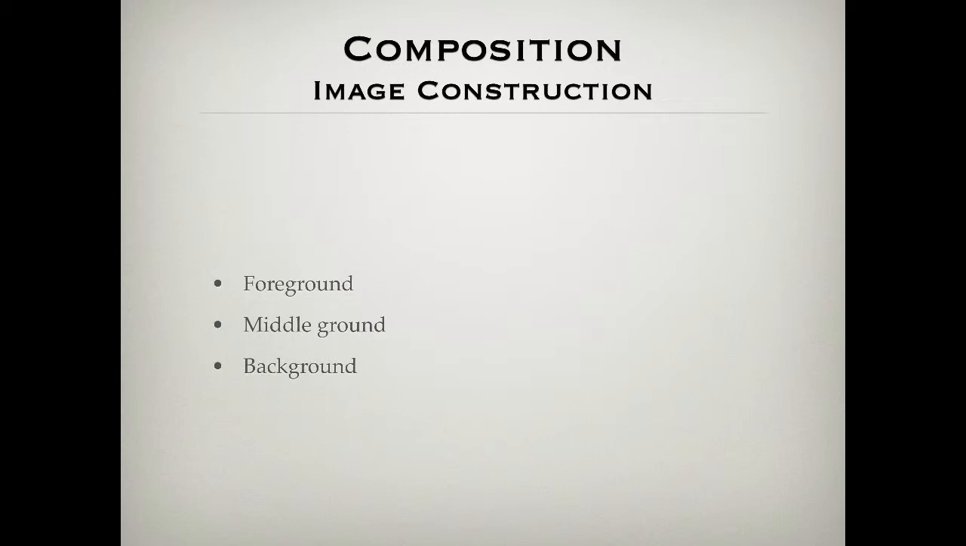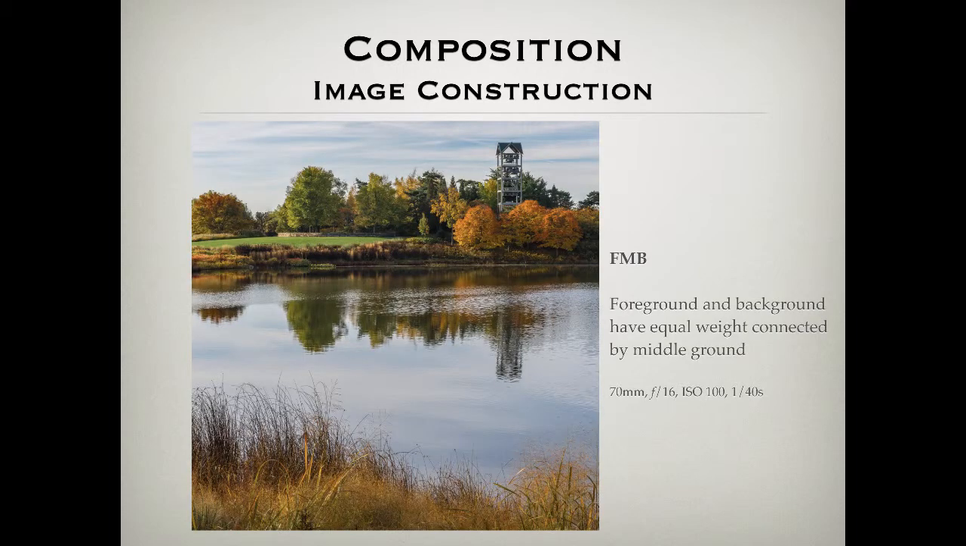To create three-dimensionality from our photography, we use a variety of things like leading lines. We use contrasting foreground, middle ground, and background. We use contrast in our photograph and in our post-processing to create a three-dimensional feeling from our two-dimensional photograph. So foreground, middle ground, background, FMB.